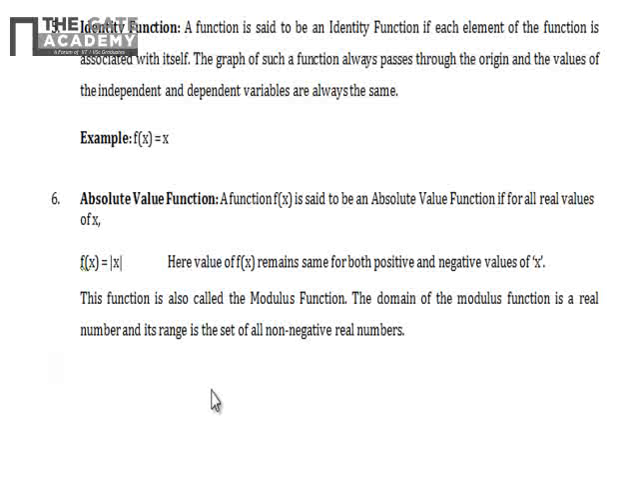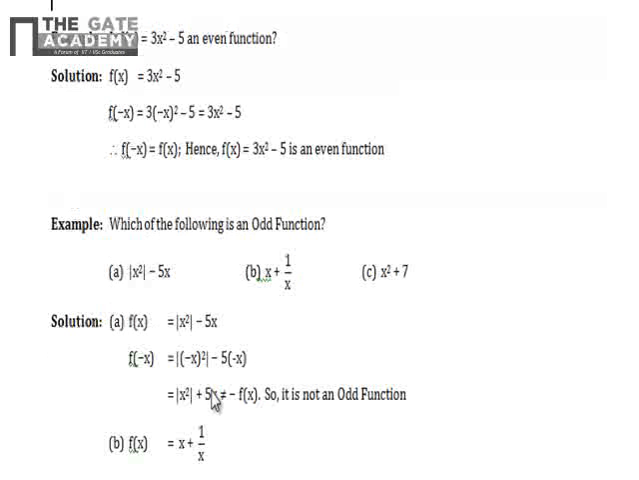Now next is the absolute value function. The absolute value function is denoted by f(x) is equal to mod of x. That means here the value of f(x) remains the same for both positive and negative values of x. You can say an even function is always an absolute value function.